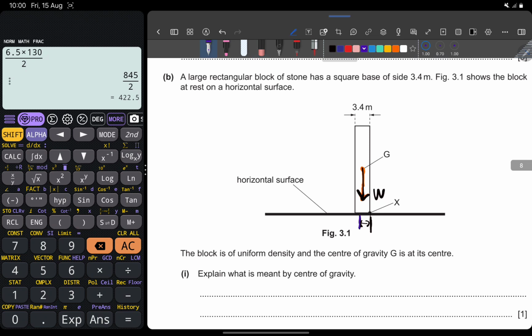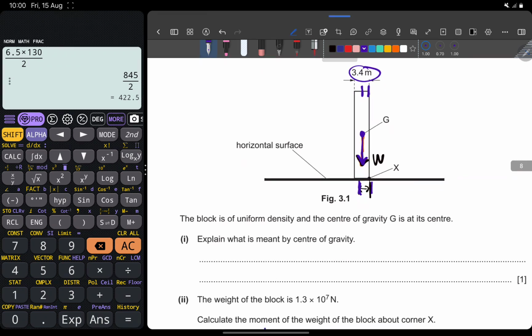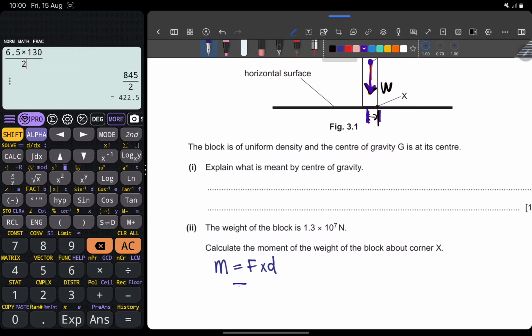So here, what is this distance? Weight is at the center of gravity, and it acts downwards, so it's right at the center. To get from the center to the edge, it's half of this 3.4. They've told us that the thickness is 3.4, so we would say half of that. So we are going to say, what is the weight?